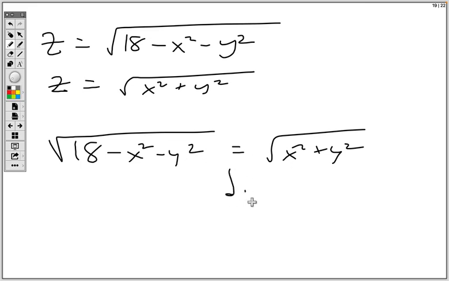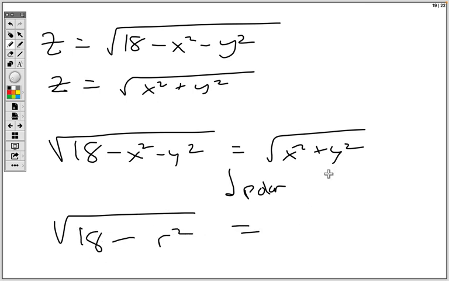In other words, if we're thinking polar, what would this equation be in terms of polar? And then this would be here. You with me or not? So now I could get rid of those square roots by doing what to both sides? Squaring them.